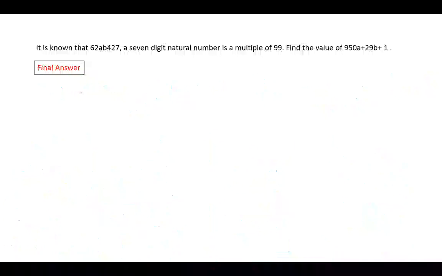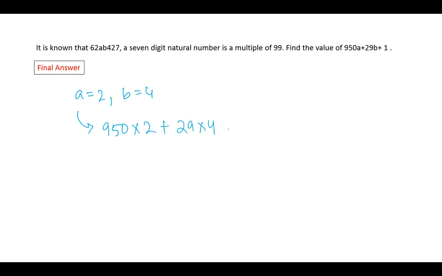I've got a equal to 2 and b is equal to 4, right? So let's put it into the final expression. Okay, so we have 950 multiplied with 2, 29 multiplied with 4 and a plus 1. This gives us 1900 plus 116 plus 1. If you add all of that, you'll get 2017. Now, this is the year we are ending right now.